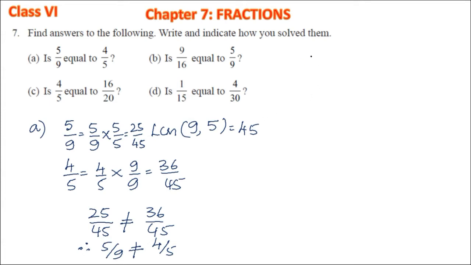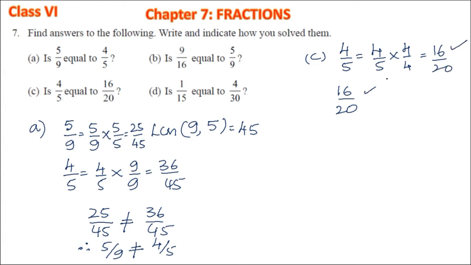Now I'll be telling you how to solve the third one. The second and the fourth one you can do on your own. This is 4 by 5. Next is 16 by 20. If 4 by 5 is multiplied by 4 by 4, we'll be getting 16 by 20. You compare these two numbers, they are equal. Therefore, I can say that 4 by 5 is equal to 16 by 20. The remaining two you can try on your own.